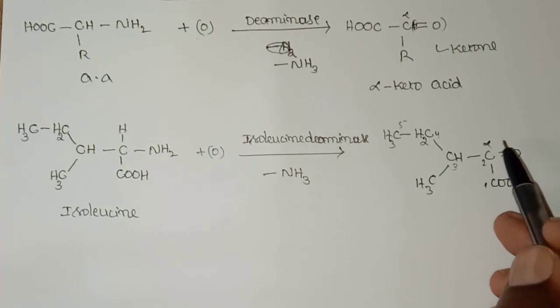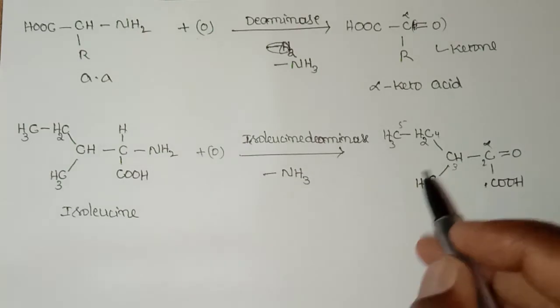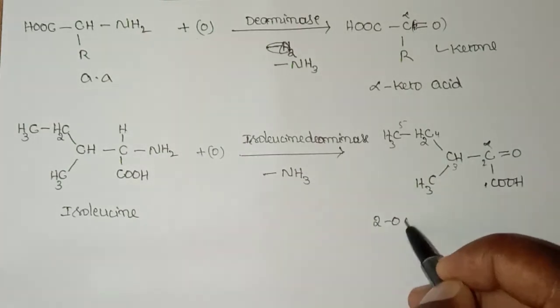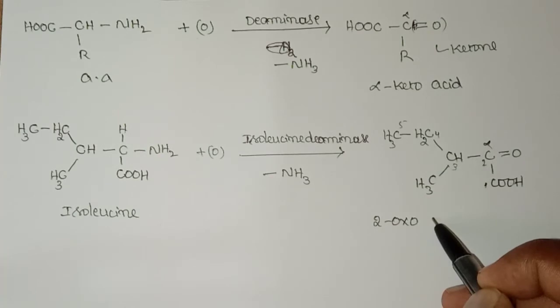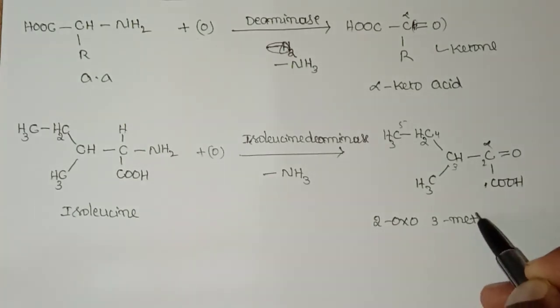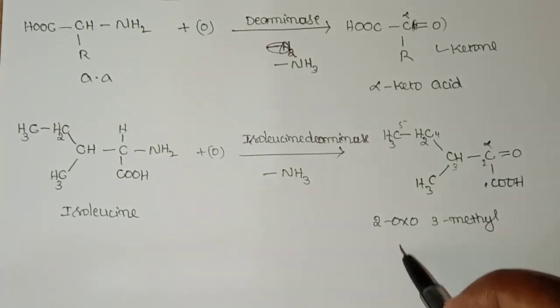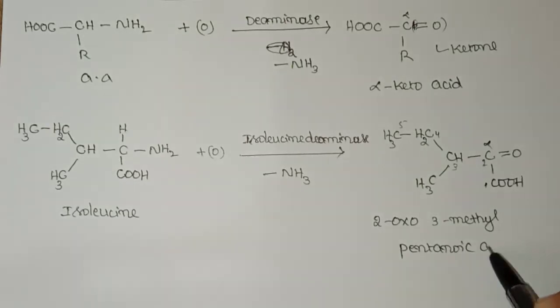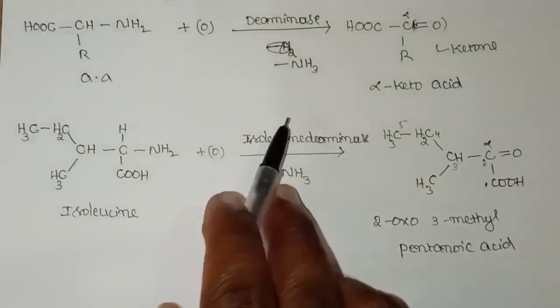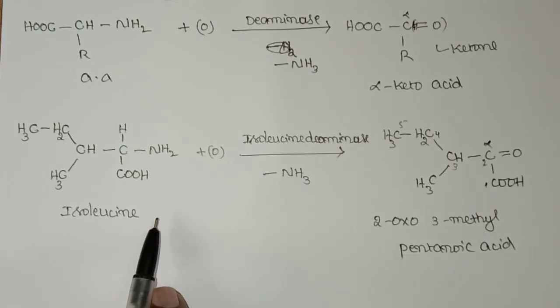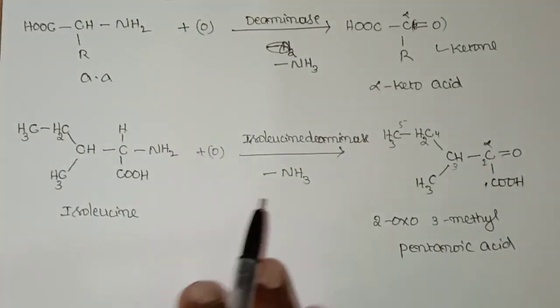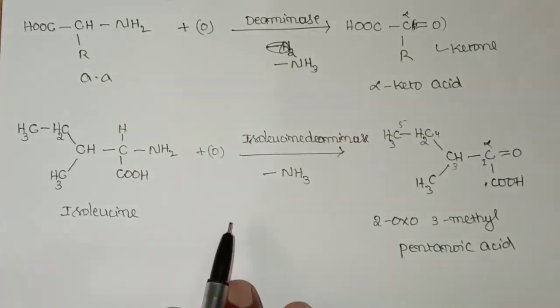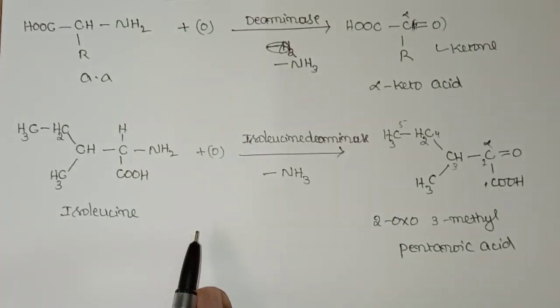But here this is not a ketone, we consider this as a substituent, so it should be called 2-oxo and 3-methyl, and there are 5 carbon atoms in the parent chain, so it is pentanoic acid. This is the IUPAC name of the material which is produced when isoleucine is deaminated. That's about deamination, strictly speaking, oxidative deamination of amino acids.